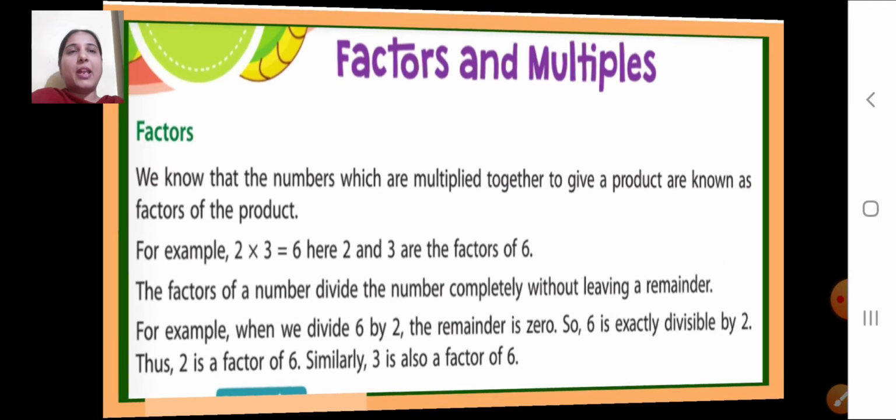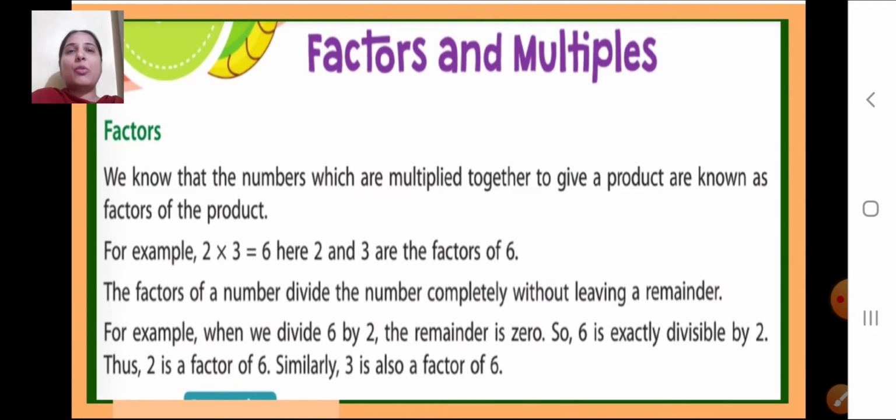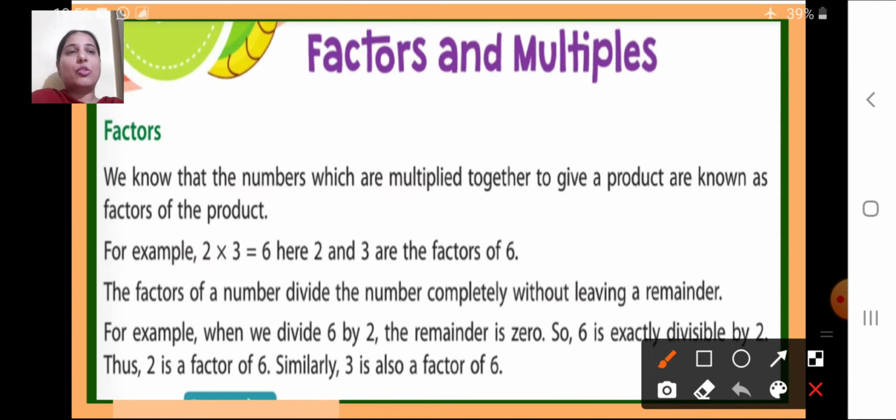So children, what are factors? We know that the numbers which are multiplied together to give a product are known as the factors of the product. For example, 2 multiplied by 3. If you multiply 2 by 3, you will get 6. So here 2 and 3 are the factors of 6. Then, the factors of a number divide the number completely without leaving a remainder.